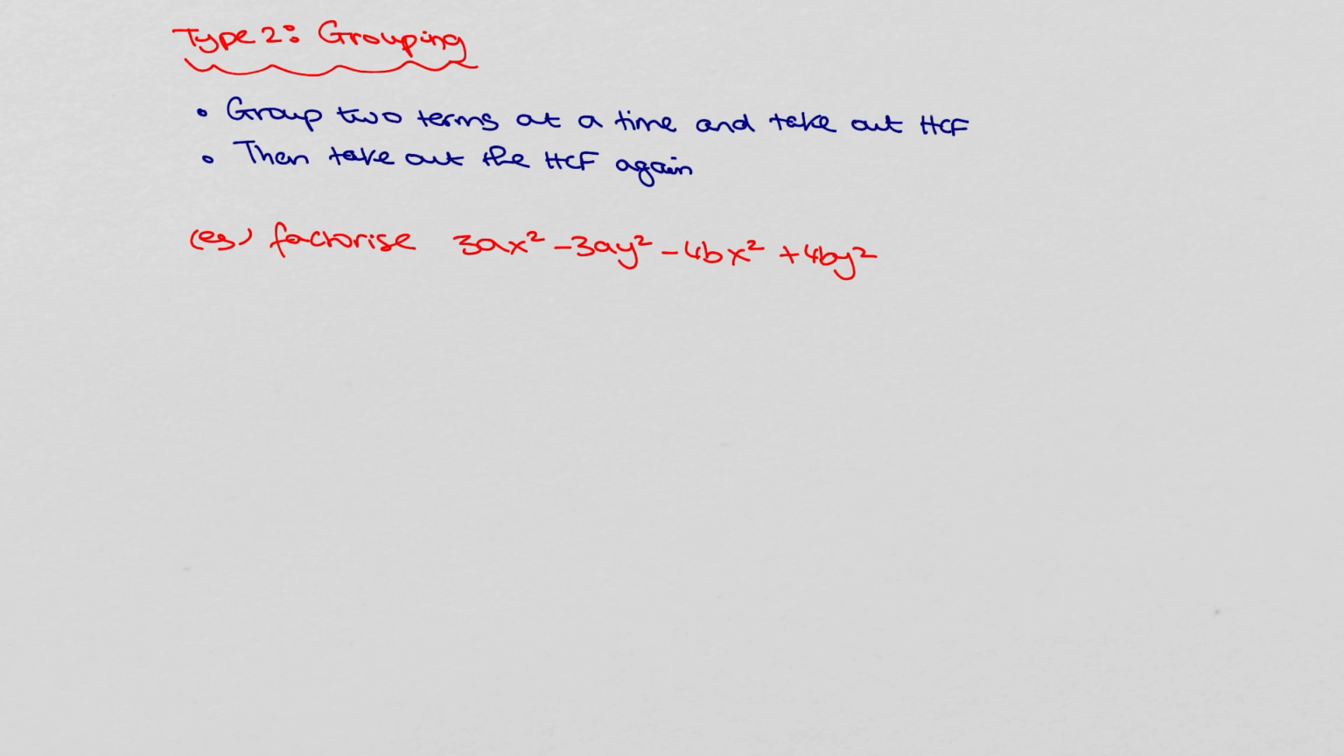So in other words, if I look at this example here, 3ax squared minus 3ay squared minus 4bx squared plus 4by squared, there is nothing common to every single term there. But if I focus on 2 terms at a time, so the first 2 and the second 2, well, now I can see, between 3ax squared and minus 3ay squared, 3a is common to both of those terms. So if I take out 3a, that leaves me with x squared minus y squared. In other words, if I multiply out my brackets, 3a by x squared gives me 3ax squared, and 3a by minus y squared gives me minus 3ay squared.